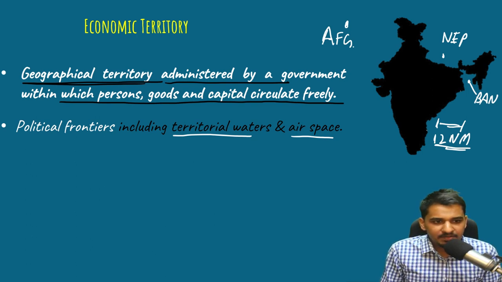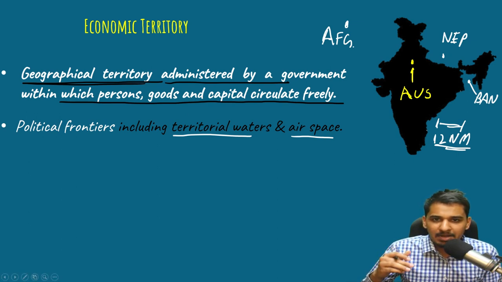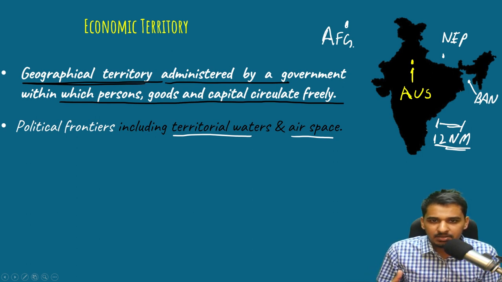Similarly, if there's an embassy, say the embassy of Australia in New Delhi, or the embassy of South Africa in New Delhi, then that part will not be included in India's economic territory. That will be excluded. If any foreign military base or any foreign embassy is present in our country, that part will be excluded from our economic territory.